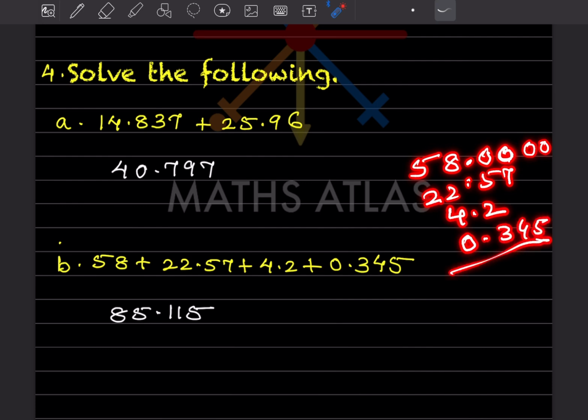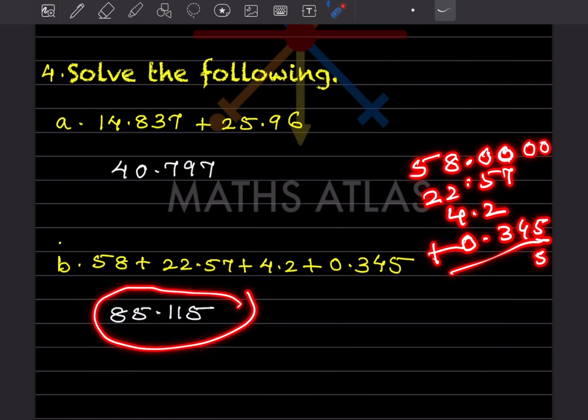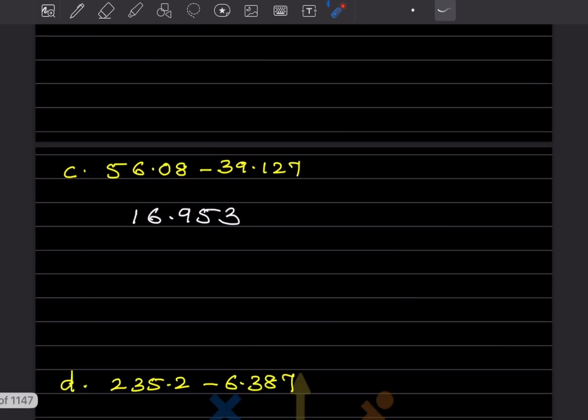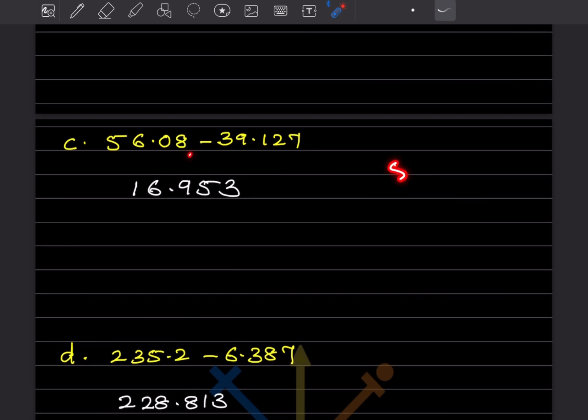And then you are going to add it. So after adding it, you get 85.115. Same here, 56.08, and this, now look at here, 39.127. So there is no number over here. So what you can do, you can just put here 0, and you are going to subtract it.